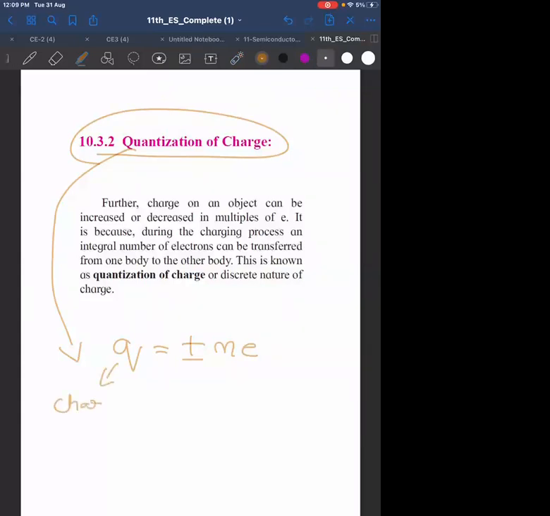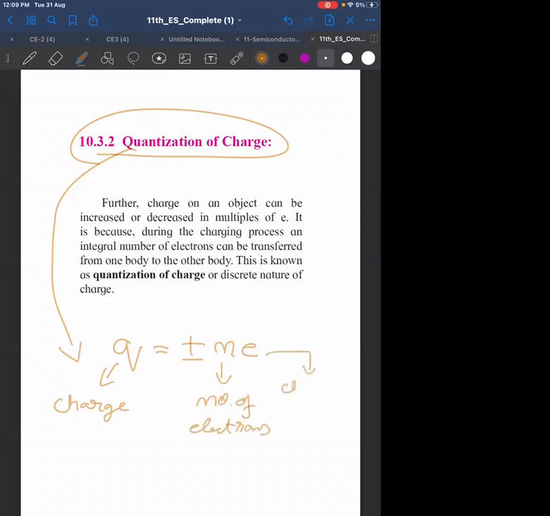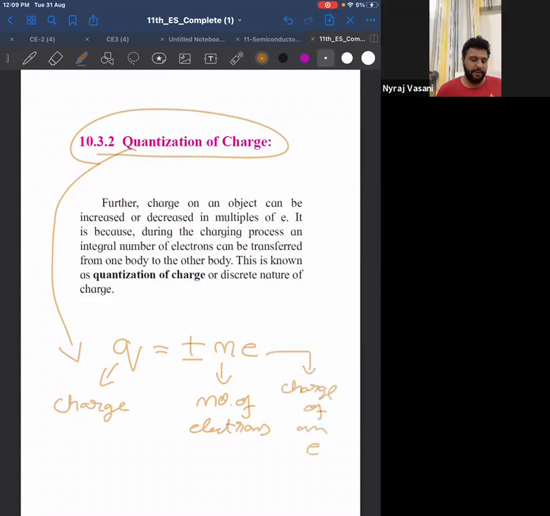Charge. What does N stand for? Number of electrons. N stands for number of electrons, correct? What does E stand for? Electron charge. Charge of an electron, correct?